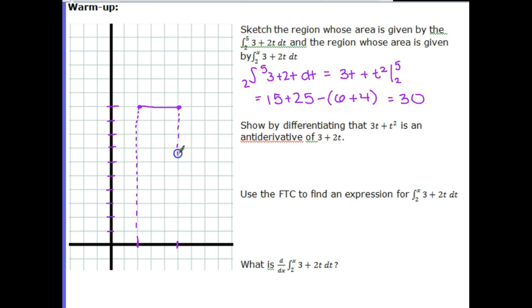I'm confused. It says sketch a region whose area is equal to that integral. We found that the integral was equal to 30. So we sketched a region of a rectangle that would have an area of 30. Now it says show by differentiating that 3t plus t squared is the antiderivative of 3 plus 2t. So if we call f of x 3t plus t squared, the derivative of that is f prime of x. Derivative of 3t is 3. Derivative of t squared is 2t.